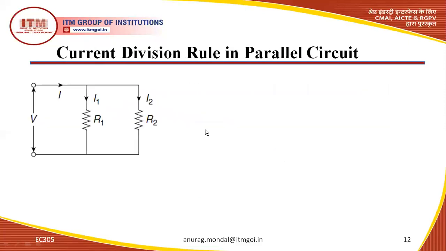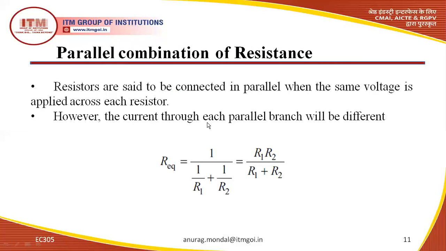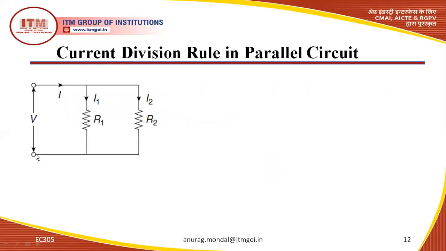Now, as the statement says, the current through each parallel resistance will be different. It means the current will divide, but the voltage must be the same. Here it is also written that the same voltage is applied across the two resistances. In this circuit, for R1 and R2 in parallel combination, the ending point and the starting point are the same. That is the parallel combination notation. So V is applied across both R1 and R2, and the current I will divide into I1 and I2, but the voltage across R1 and R2 is the same. That is the current division rule in a parallel circuit.